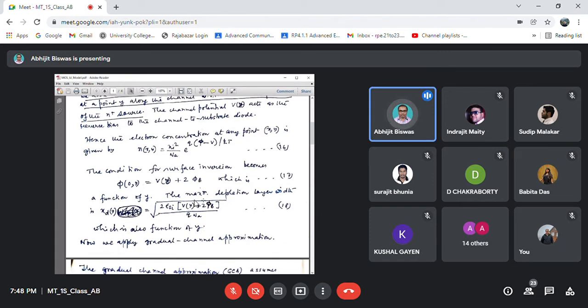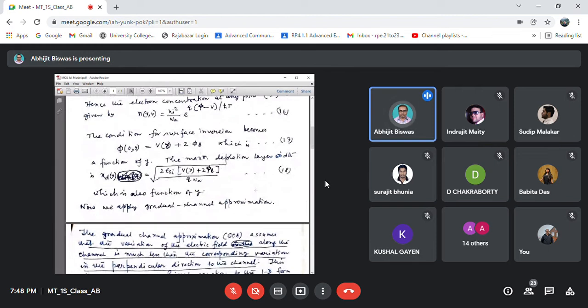So the condition for surface inversion becomes this phi 0 y. So phi 0 means electrostatic potential. It is not constant throughout the channel. So it is equal to Vy plus twice phi b. Phi b and phi fp both are same. So which is a function of y, because Vy varies along the channel. That is why phi 0 y, this actually potential also varies with y.